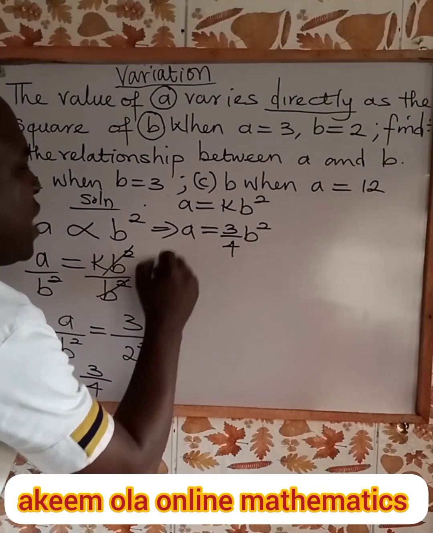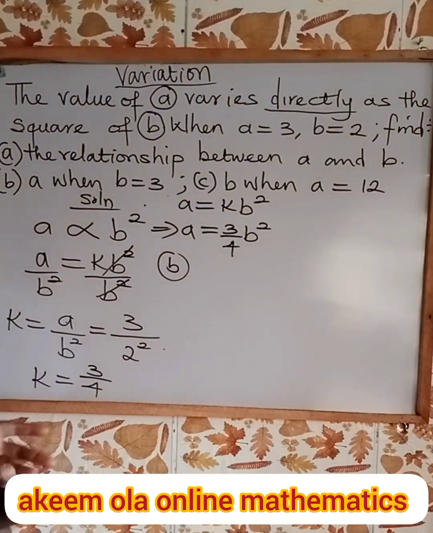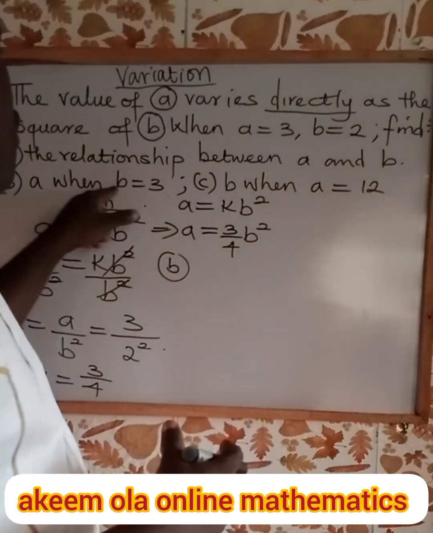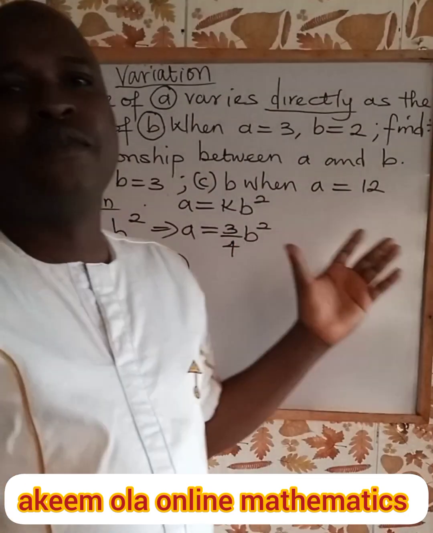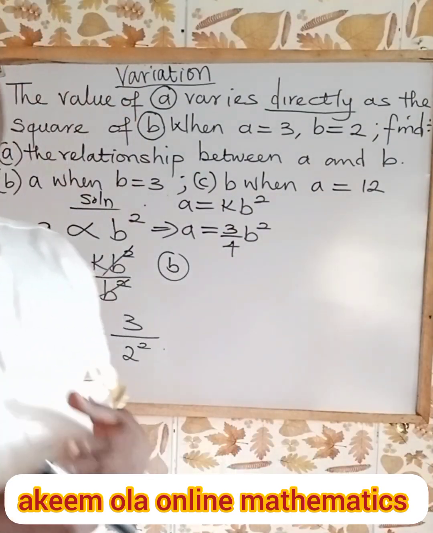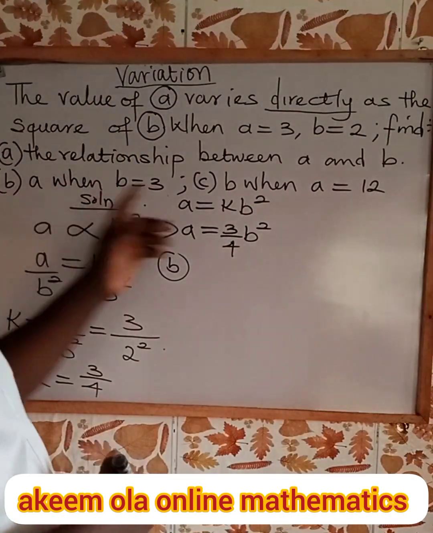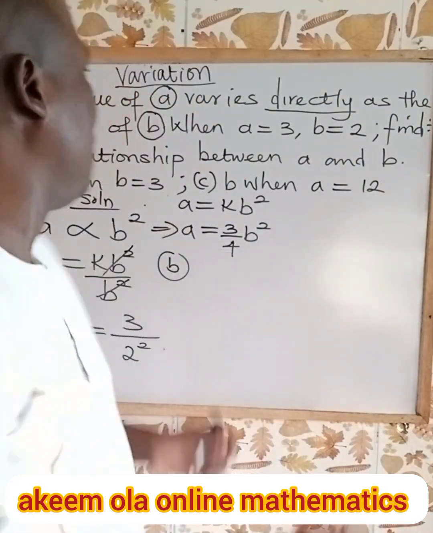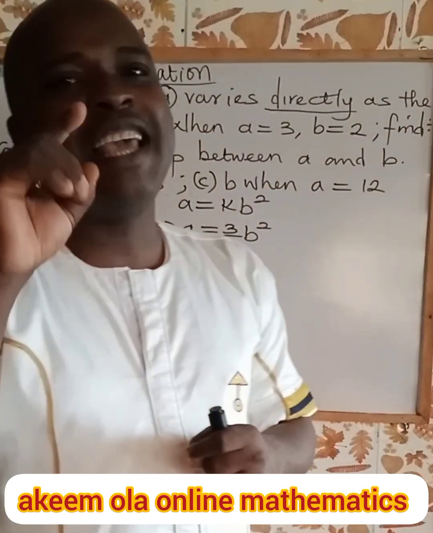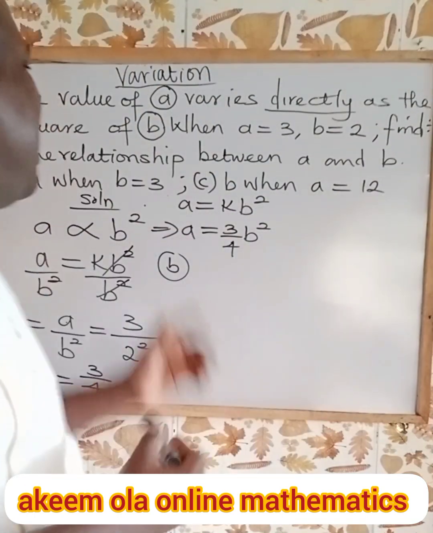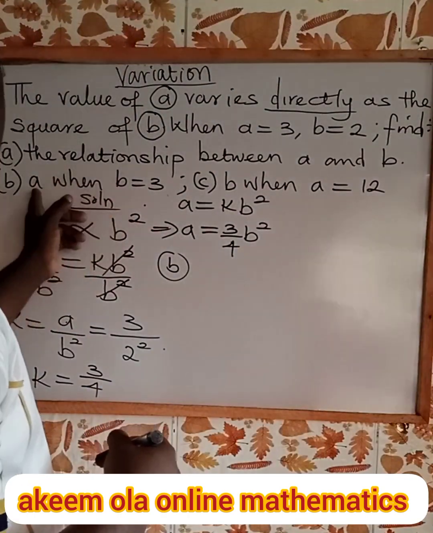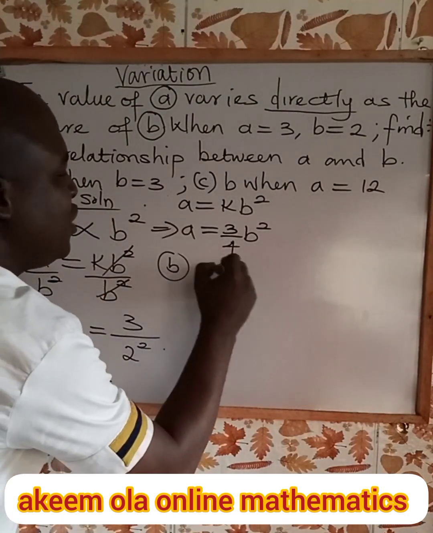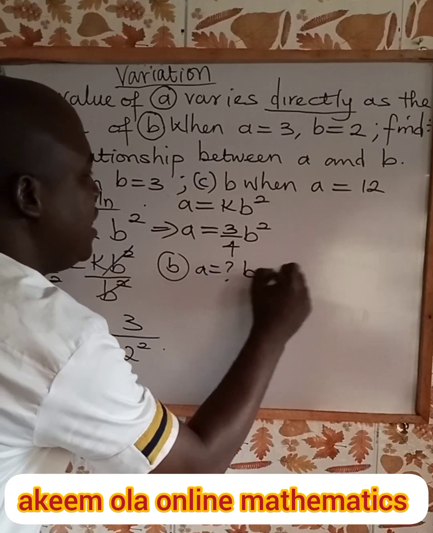Now let's go to the b part of the question. If you look at the b part, they said we should find a when b is equal to 3. For us to solve b and c now, we will be making reference to the relationship between a and b, which is a equals 3b squared over 4. They said we should find a, and we are given the value of b. That means a is equal to question mark and b is equal to 3.